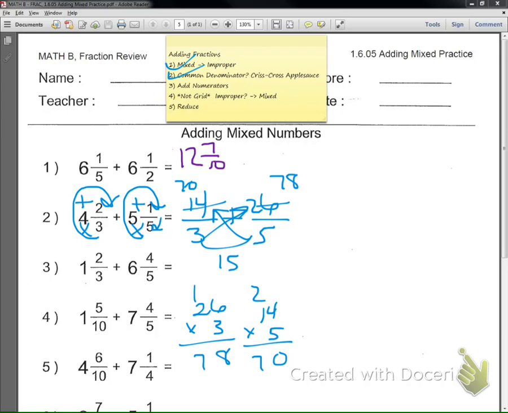So I found my common denominators, and I'm ready to add the numerators together. 70 plus 78 is 148 all over our denominator of 15. Here we have a great big improper fraction, so we need to take the top number and put it in the box. I'm going to rework that a little bit higher so I have some room.